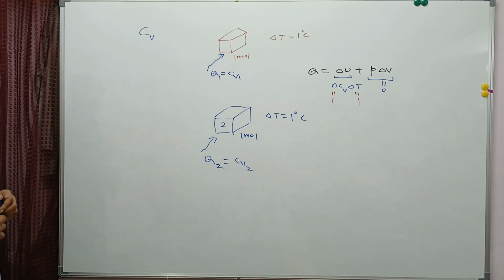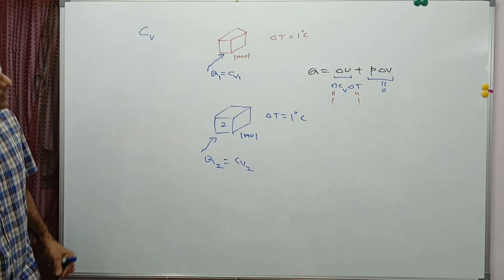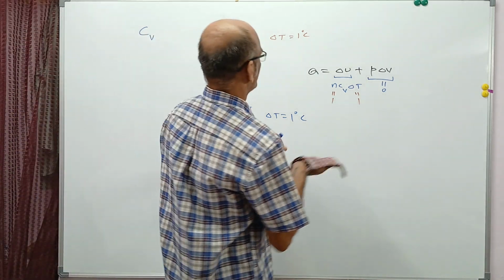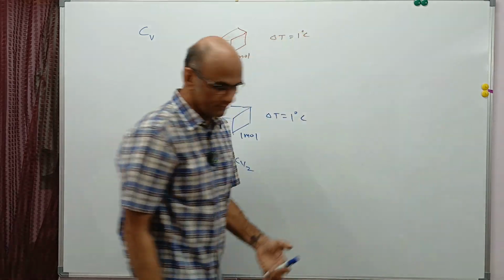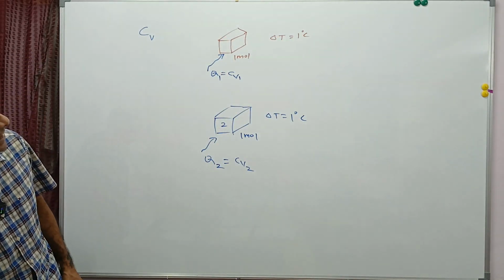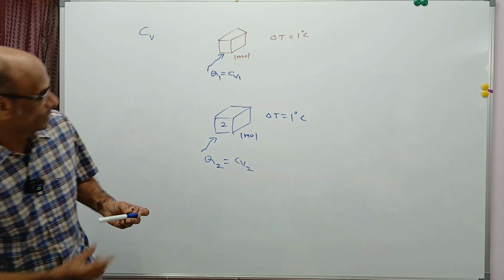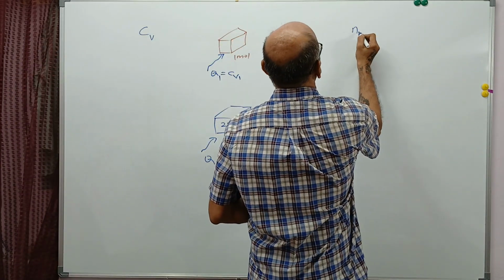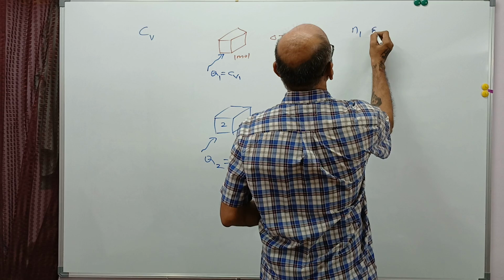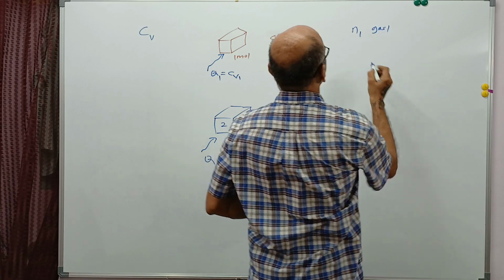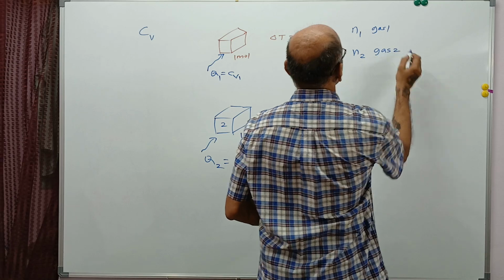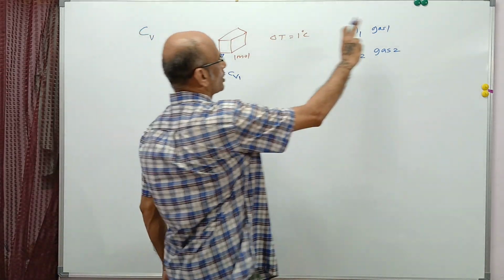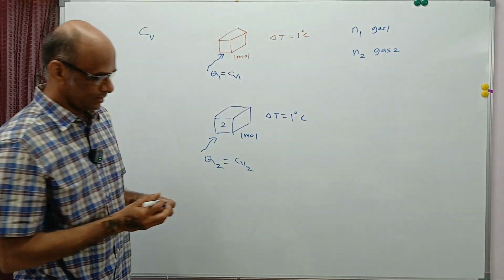Okay. Now what I'll do is I'll make a mixture of these two gases, and it's not an equal mixture. I can make a mixture in any way I like. So I'll take N1 moles of gas 1 and N2 moles of gas 2 and mix them up properly into a homogeneous mixture.